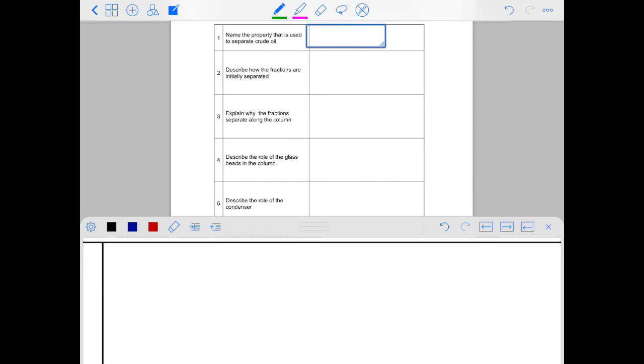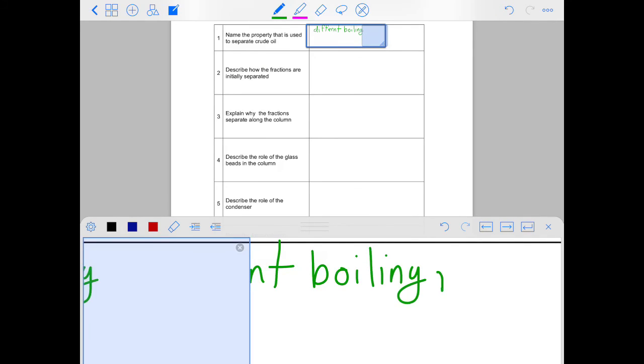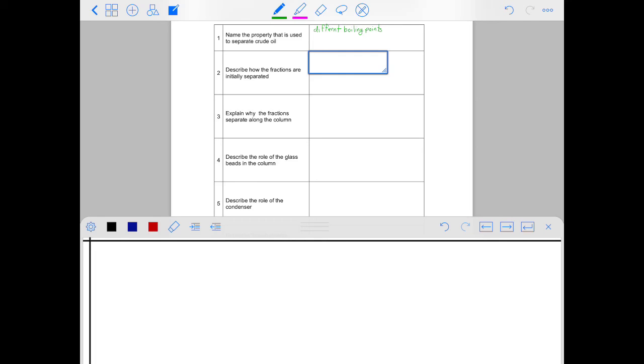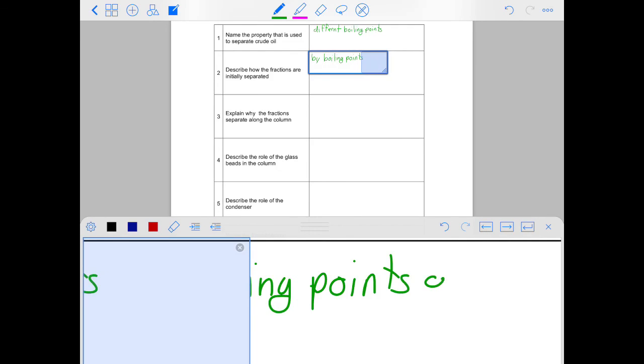So the property of crude oil that we use here is the different boiling points. Yes, we do use fractional distillation to separate it, but you need to read the question carefully. How are the fractions initially separated? They're separated by boiling point, at different temperatures.